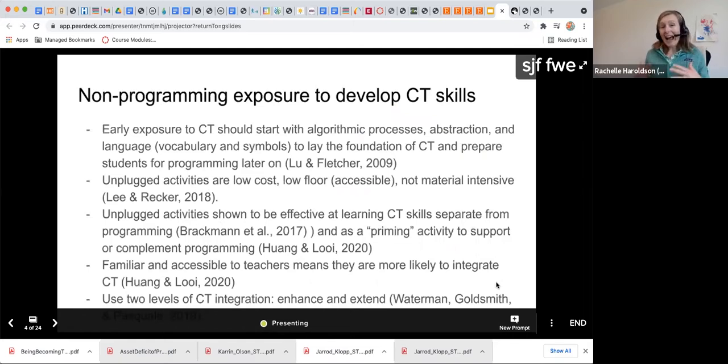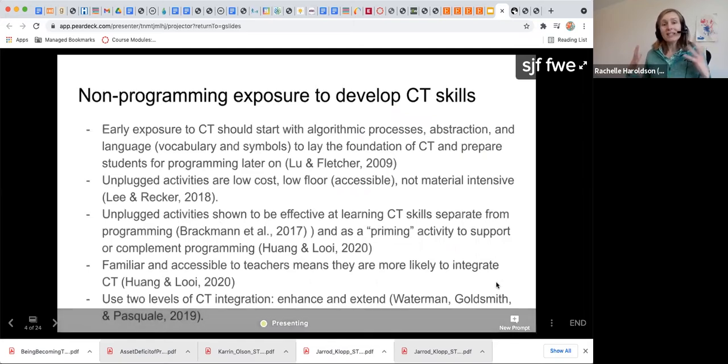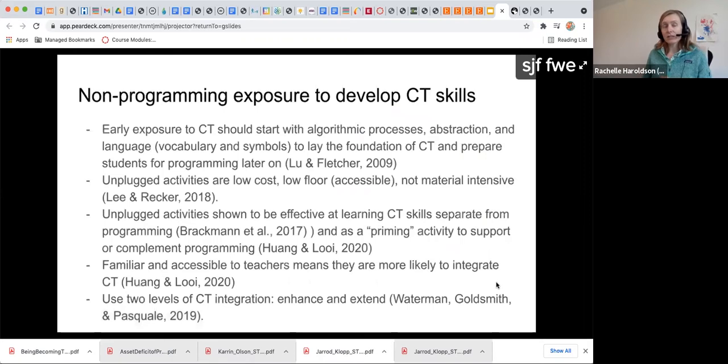So what is this about? This is about non-programming exposure to develop computational thinking skills. Oftentimes when people think about computational thinking, they think about programming. And certainly the two are closely aligned and interconnected, but they're not required. In fact, there's quite a few researchers out there calling for us to teach computational thinking separate from programming so that we can really lay the foundation for students.